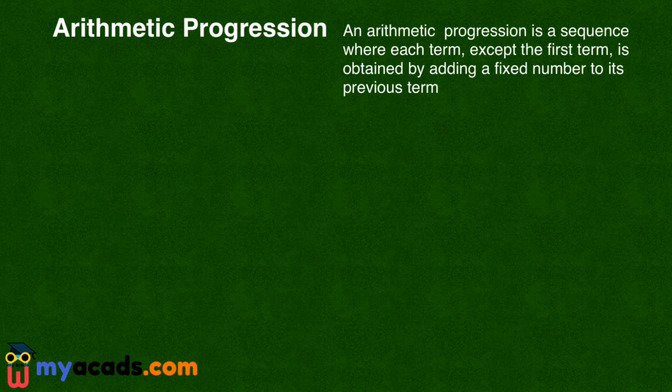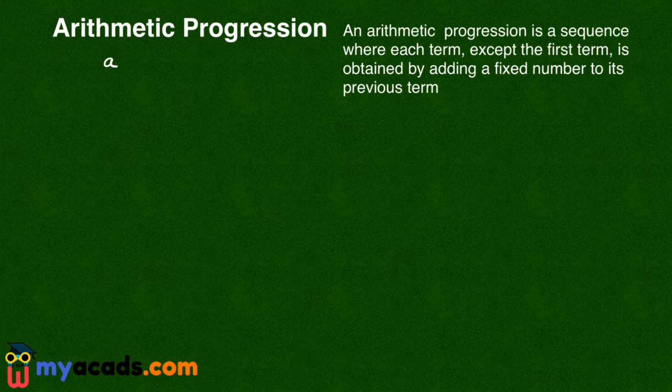Let's understand what an arithmetic progression is. Arithmetic progression is a sequence where each term except the first term is obtained by adding a fixed number to its previous term. For example, my first term is a. Then my next term is obtained by adding a fixed number to the previous term.